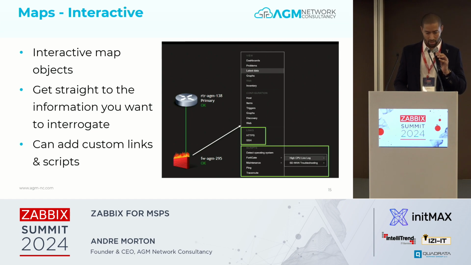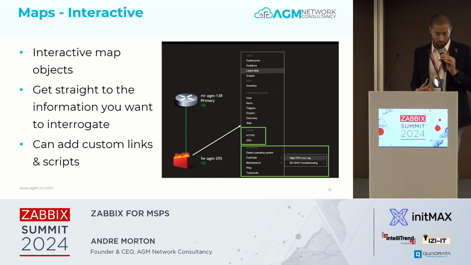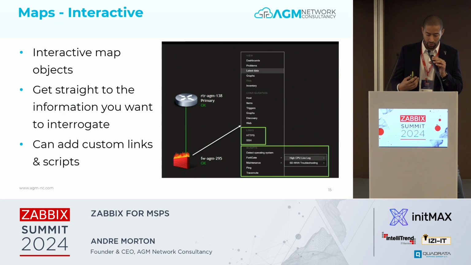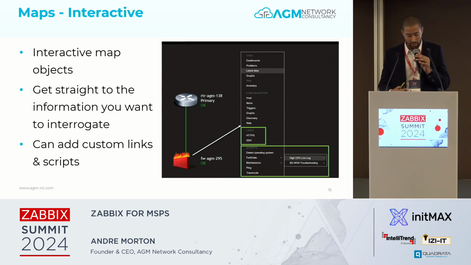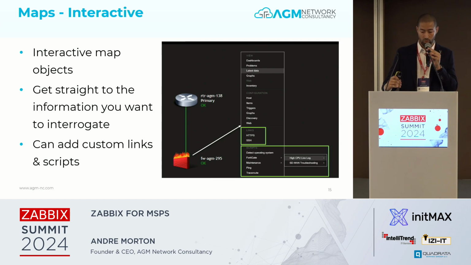So maps are also interactive. Again, you can get straight to the information you want and also the scripts and links that you want. Here we've got a FortiGate firewall, which I've clicked. At the top, you've got all the information about the firewall, where you need to go.